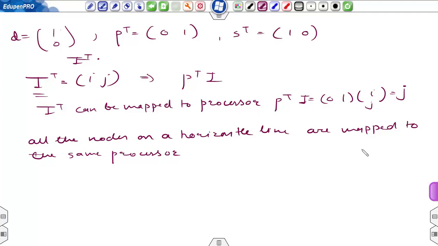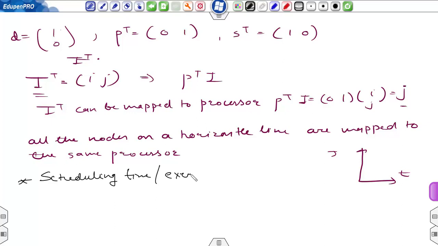In our space-time representation, the j axis corresponds to the vertical line and the horizontal axis corresponds to time. So having a horizontal line in this axis means the value of j is fixed. This means that all the nodes on a horizontal line are mapped to the same processor. And the scheduling time, or you can say execution time, is given by the product of S transpose and I, that is the product of vector [1 0] and [i j].